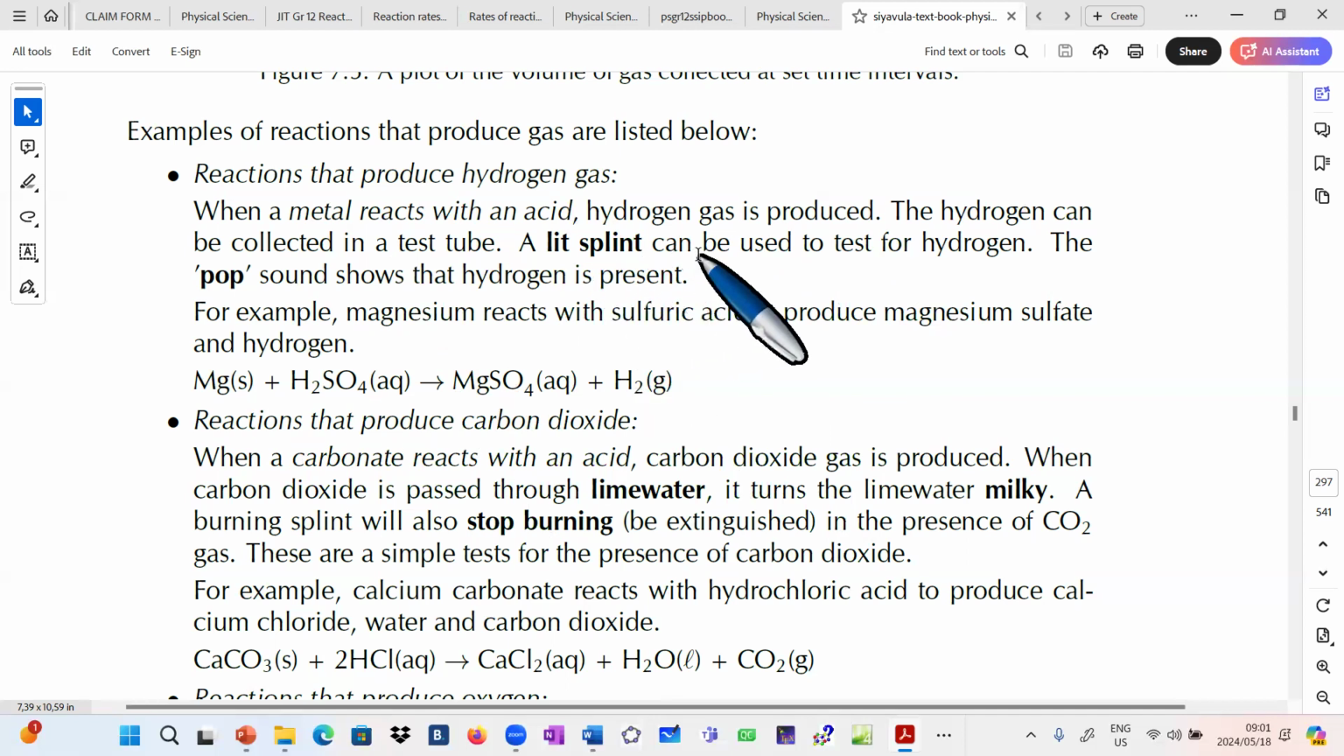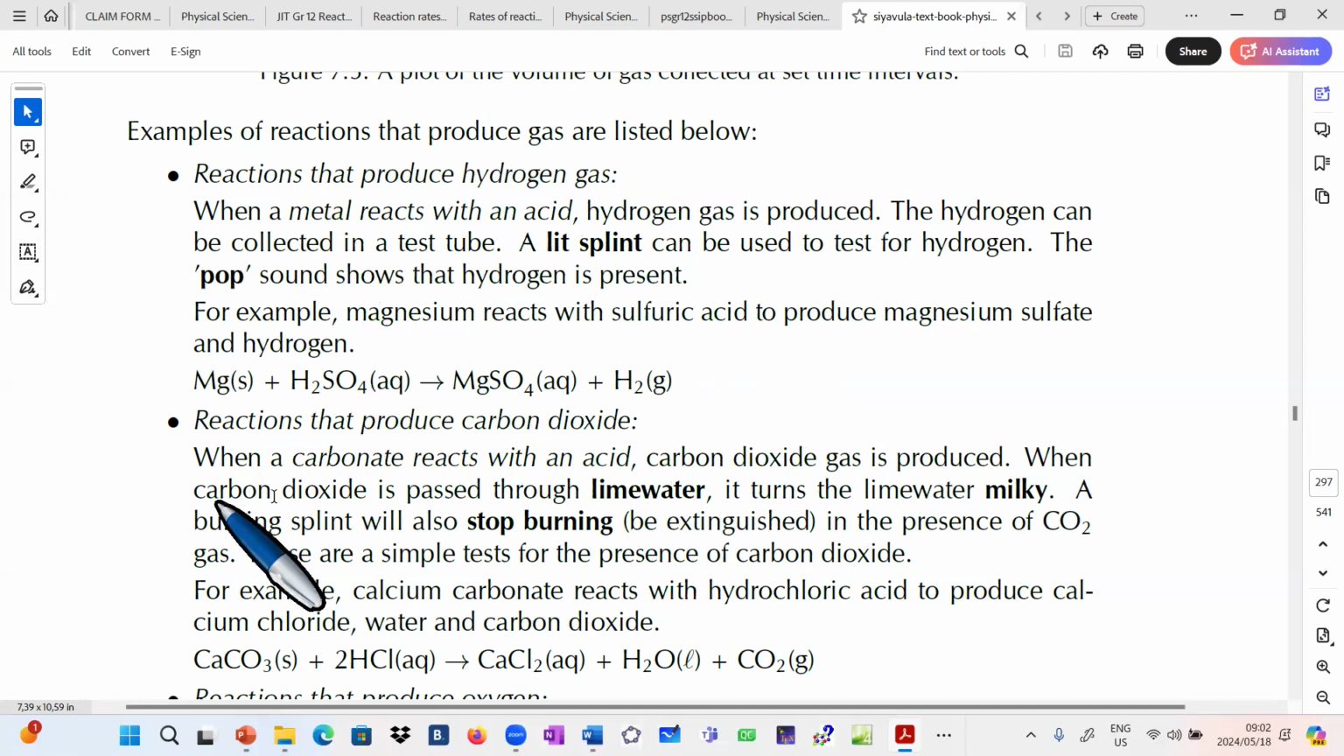Now, a lit splint can be used. In other words, the hydrogen can be collected in a test tube, and a lit splint can be used to test for hydrogen. The pop sound shows that hydrogen is present. So if you suspect hydrogen is in the test tube, you present your splint there, and if it makes a pop sound, then you know very well that hydrogen is present. For example, magnesium reacts with sulfuric acid to produce magnesium sulfate and hydrogen. So you can take magnesium and put it into sulfuric acid, and you'll get magnesium sulfate and hydrogen. This is just an example of a reaction that produces hydrogen gas.